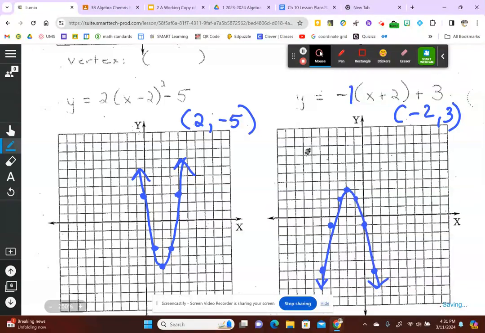And again, if you still have problems with the counting method, you should really come see me because it makes it much easier. But you can fill out a chart to graph these. Okay?